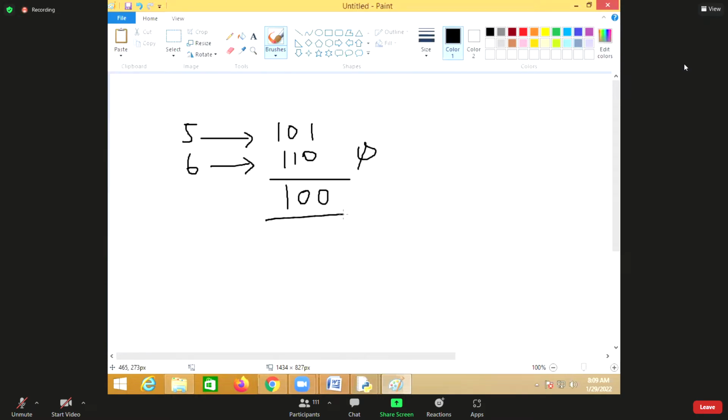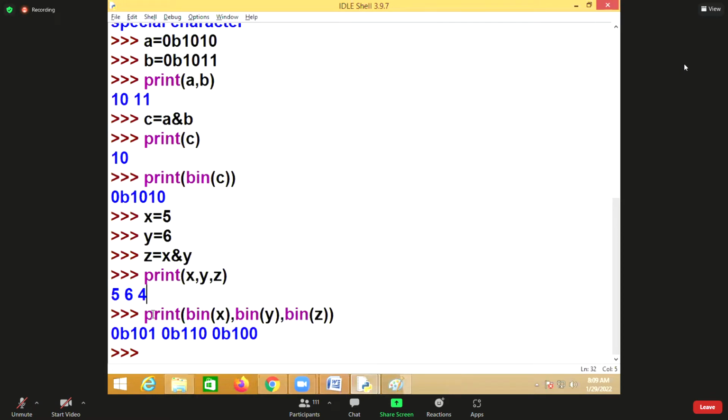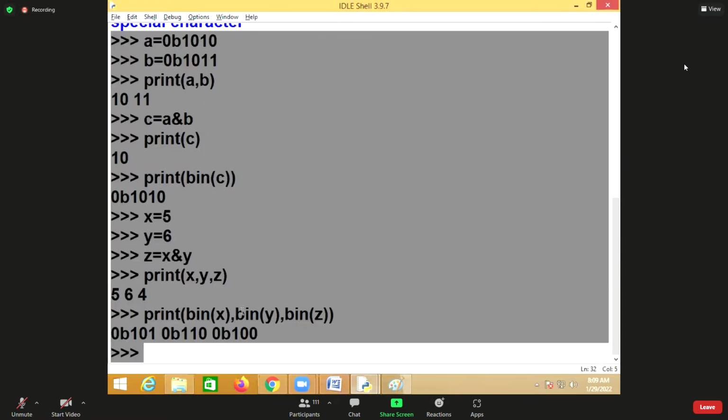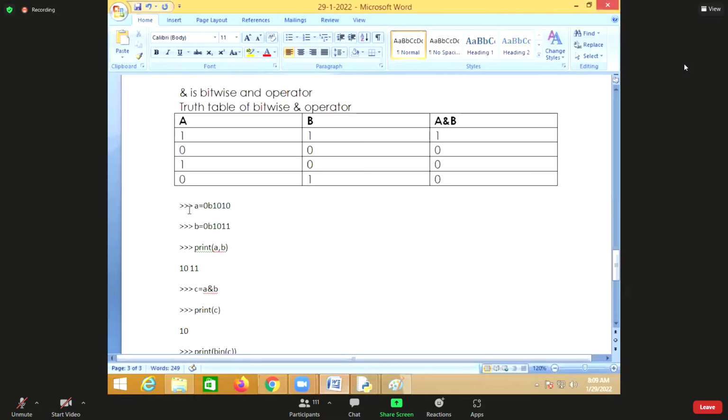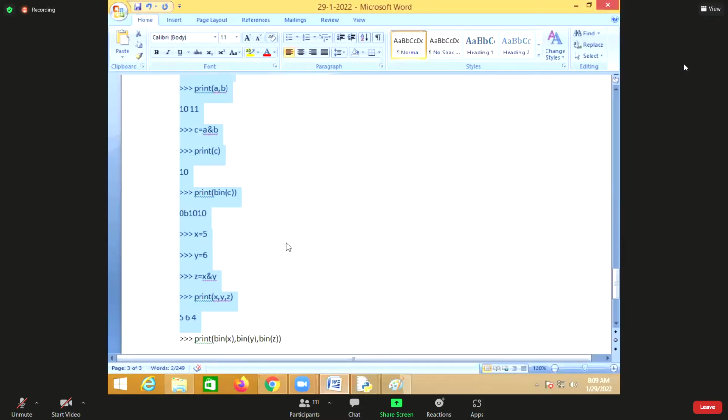1. Now convert this: 2 to the power of 0 into 0, 2 to the power of 1 into 0, 2 to the power of 2 into 1. So what is the value? 4 plus 0 plus 0. What is the result here? 4. So convert into binary and convert binary to decimal. Okay. So which operation here? AND operation. Bitwise AND operation.